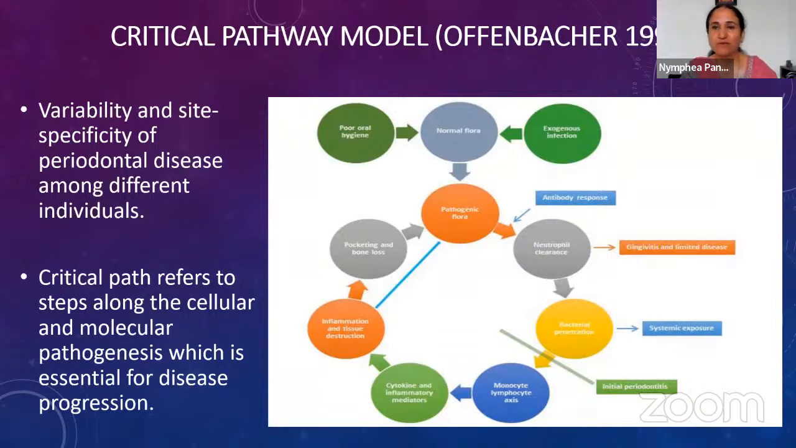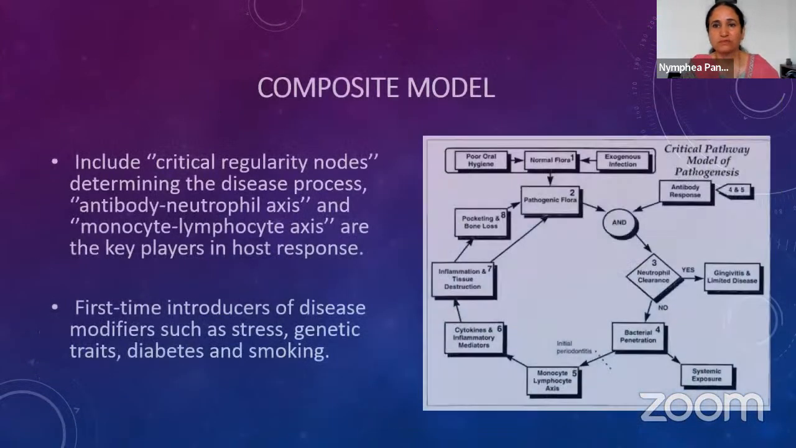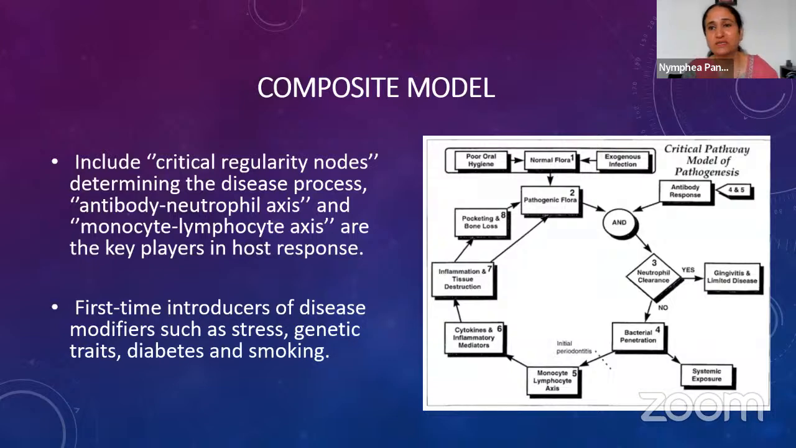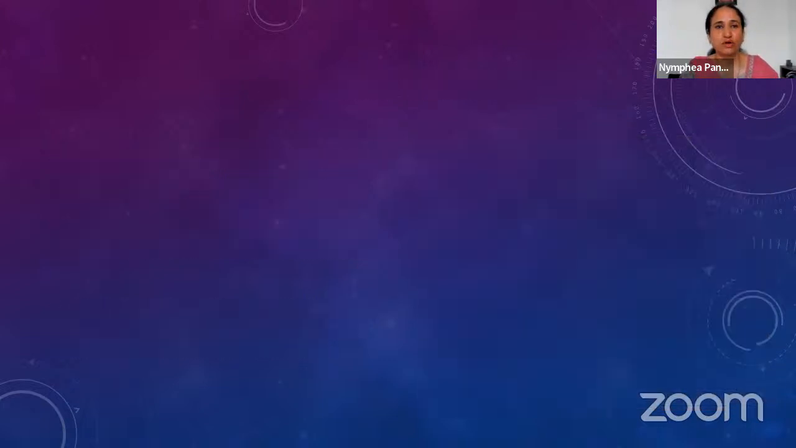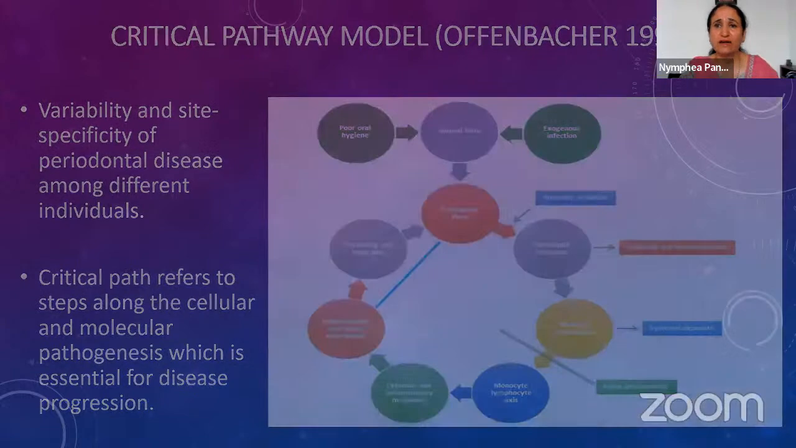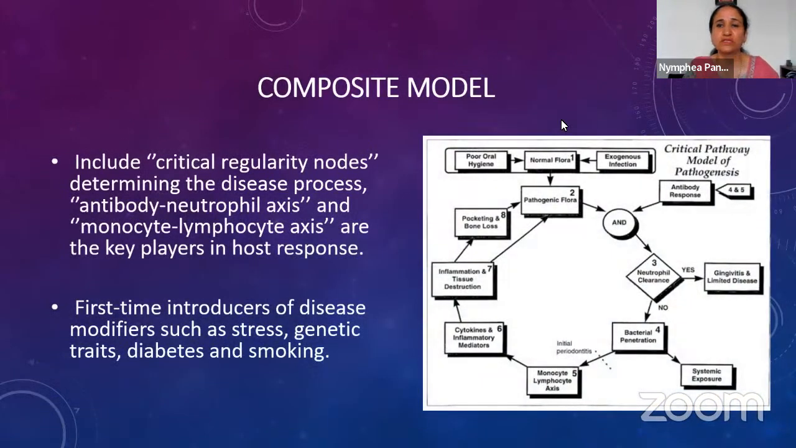So this model actually gave an insight into some critical parts of molecular and cellular biology or pathogenesis, which explained the disease. So there was poor oral hygiene. It led to the pathogenic flora, and it later on went on to having the disease. The most important thing in this model, the critical pathway model, and later on the composite model, was that there were some areas which were critical for the development of disease. For example, if there is an antibody neutrophil axis and this goes errant and erratic, then the disease will develop.